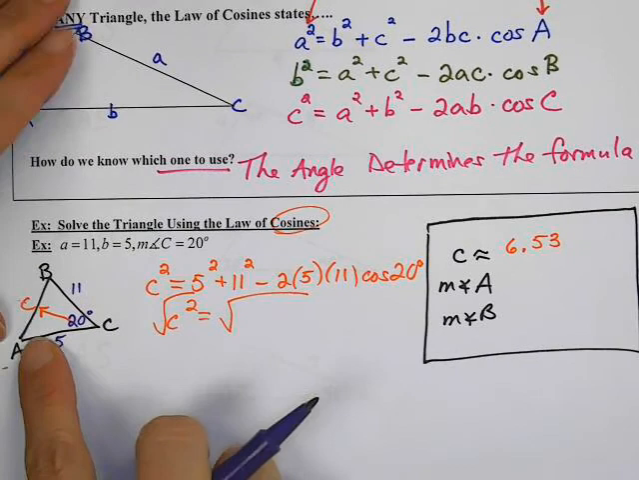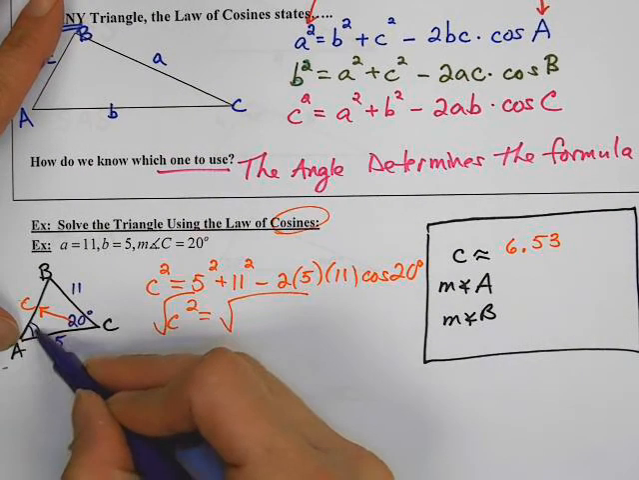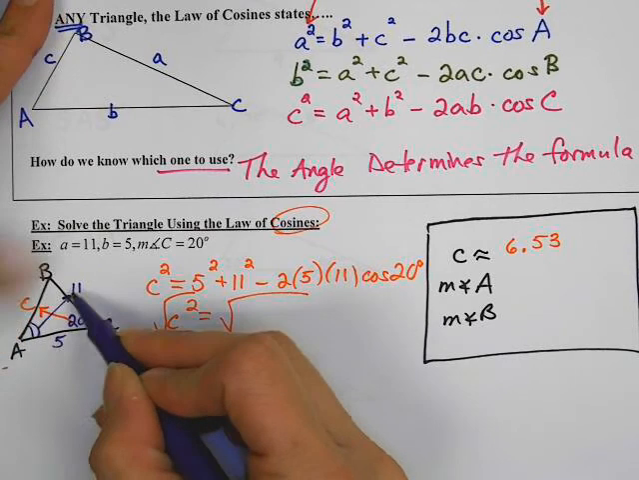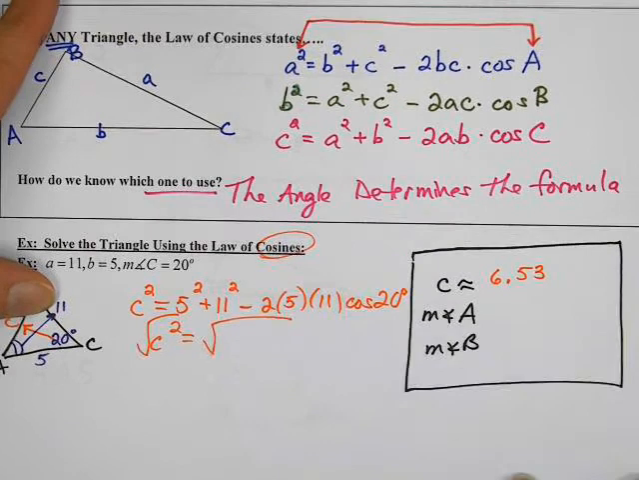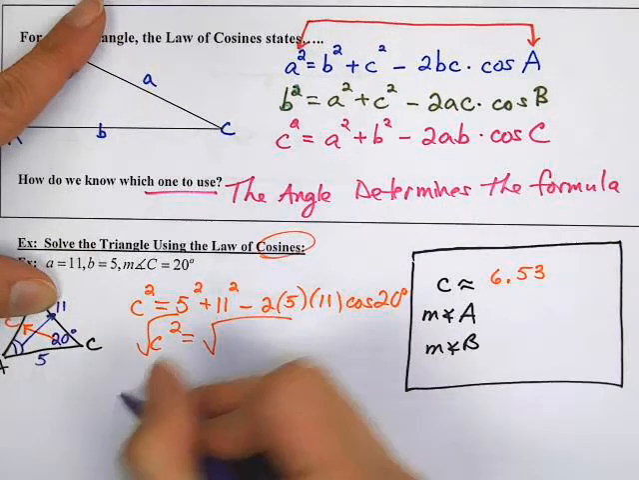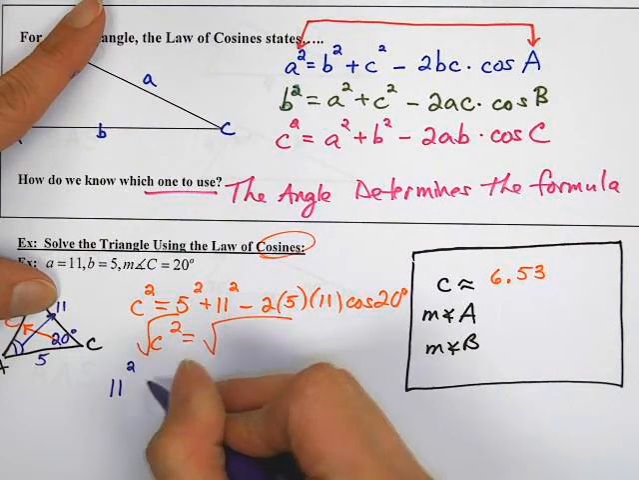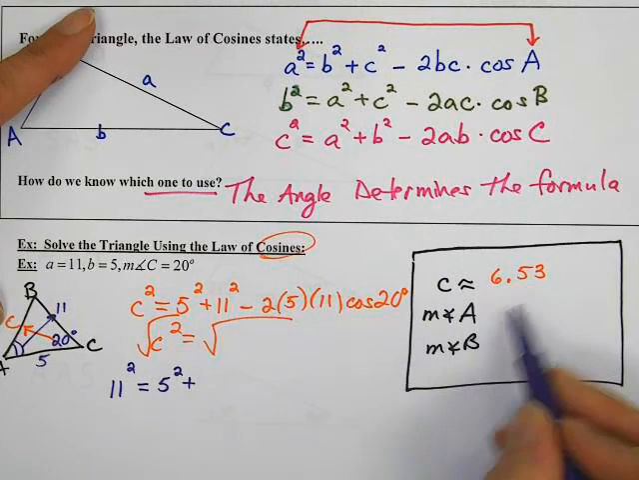So if I'm going for angle A, that means I'm going to start off with side 11. You will cross from the angle, and he tells you how to start. Remember, the starting side matches with the angle. So the setup is 11 squared equals 5 squared plus, what's our other side?